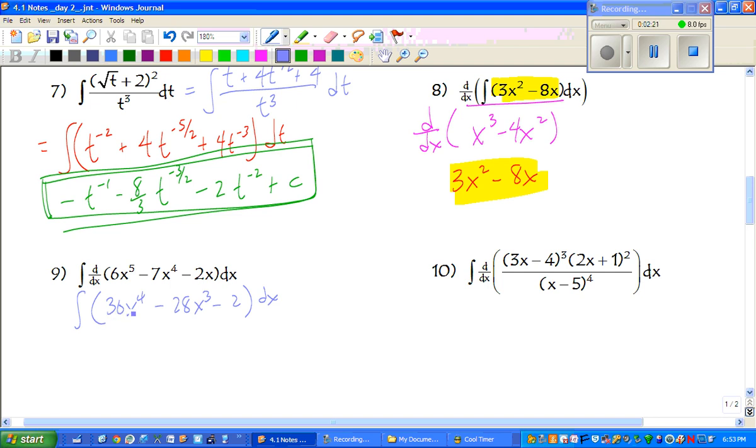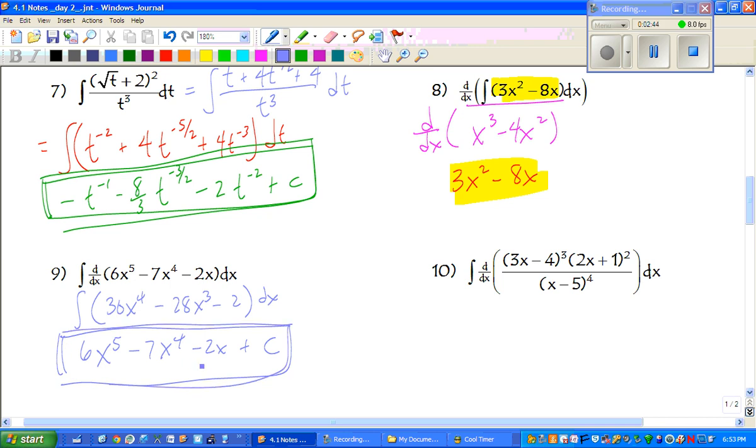Because if we take the antiderivative of this, we add 1 to the exponent, divide by that new exponent, we get 6x to the 5th, just like we had here. This one, add to the exponent, divide, we get negative 7x to the 4th, like we had. And here we get minus 2x. The difference here is we need to remember the plus c. So we end up with the same thing that we started with, except we also have the plus c. And the reason is because the integral is on the outside. That's the last thing we do. We have to do plus c.